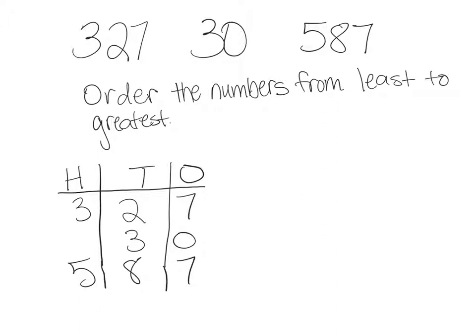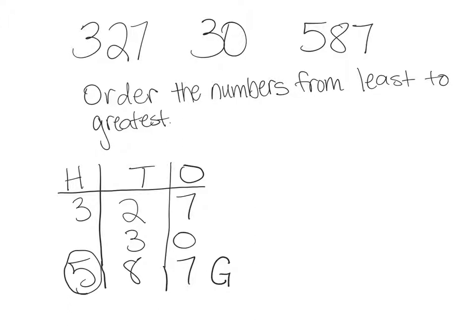Okay? So here, since we have the place value of 100, we're going to look at the hundreds place first. Remember, we're looking for the least number to the greatest. So right now we have a 3 in the hundreds and a 5 in the hundreds. We know that the 5 is greater than 3. So that means that this number, 587, is the largest number, the greatest number. So I'm going to put a G on the side of that. So I know that that's the greatest.